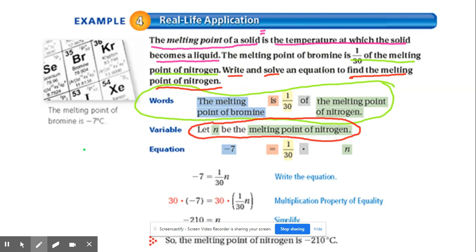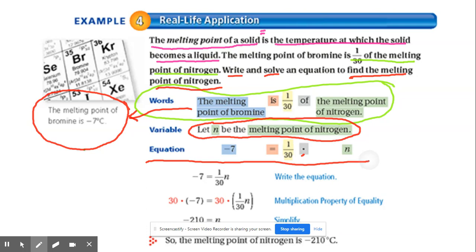Now, let's go fill in what we know. So you also have to look over here. The melting point of bromine is -7 degrees. So the melting point of bromine is -7, which equals 1/3 of, in math means to multiply, N, because that's what we're trying to find, the melting point of nitrogen, which is N. Now, you've kind of taken all of this up here and you've made it into this equation, which now nice and neatly becomes -7 equals 1/3 N.